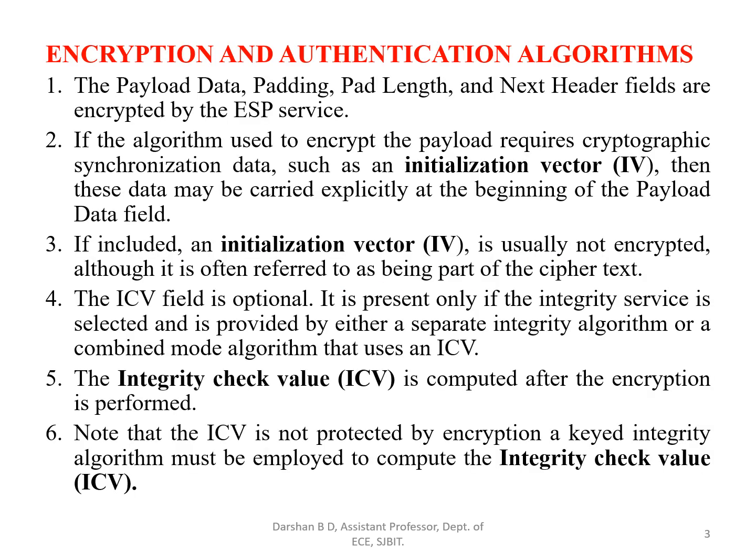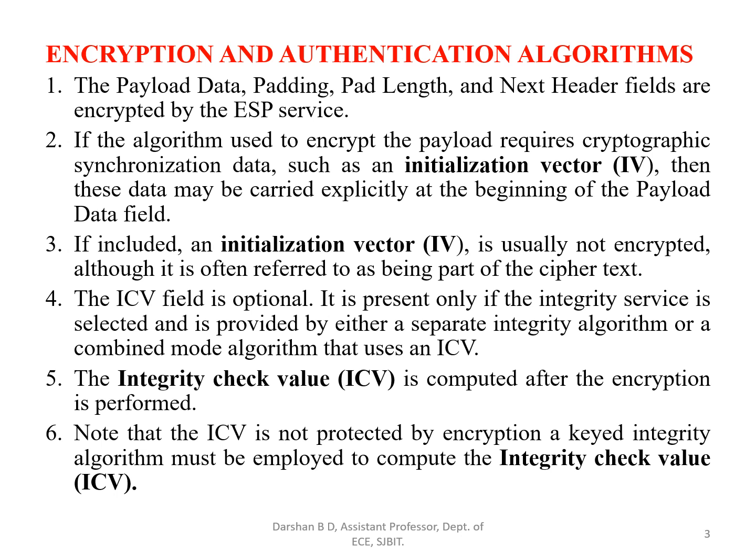Encryption and authentication algorithms. The payload data, padding, pad length, and next data fields are encrypted by the Encapsulating Security Payload service. The algorithm used to encrypt the payload requires cryptographic synchronization data, such as an initialization vector. These data may be carried explicitly at the beginning of the payload data field. If included, an initialization vector is usually not encrypted, although it is often referred to as being part of the ciphertext.